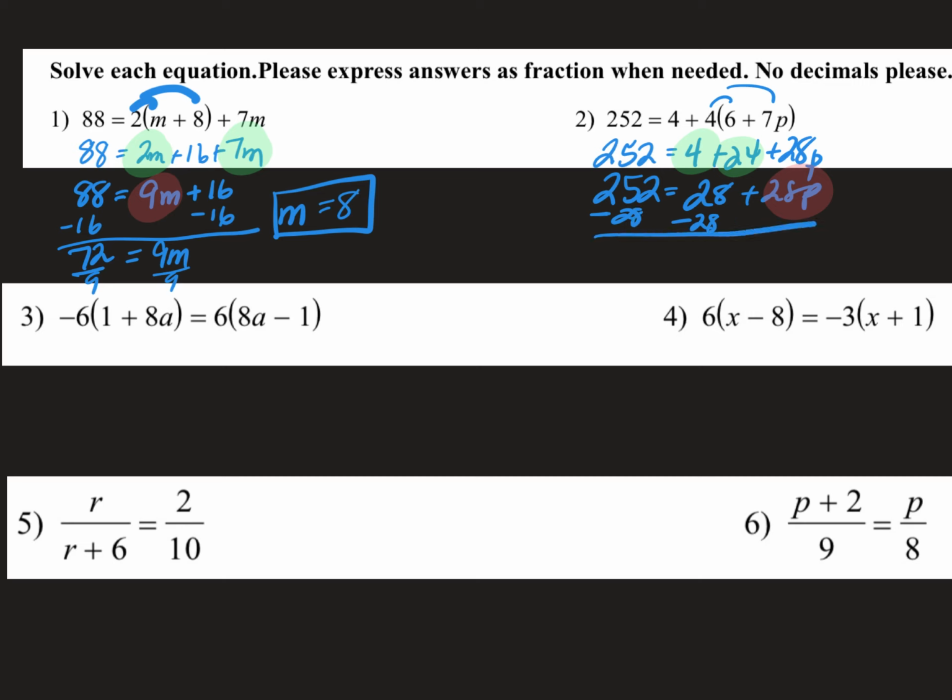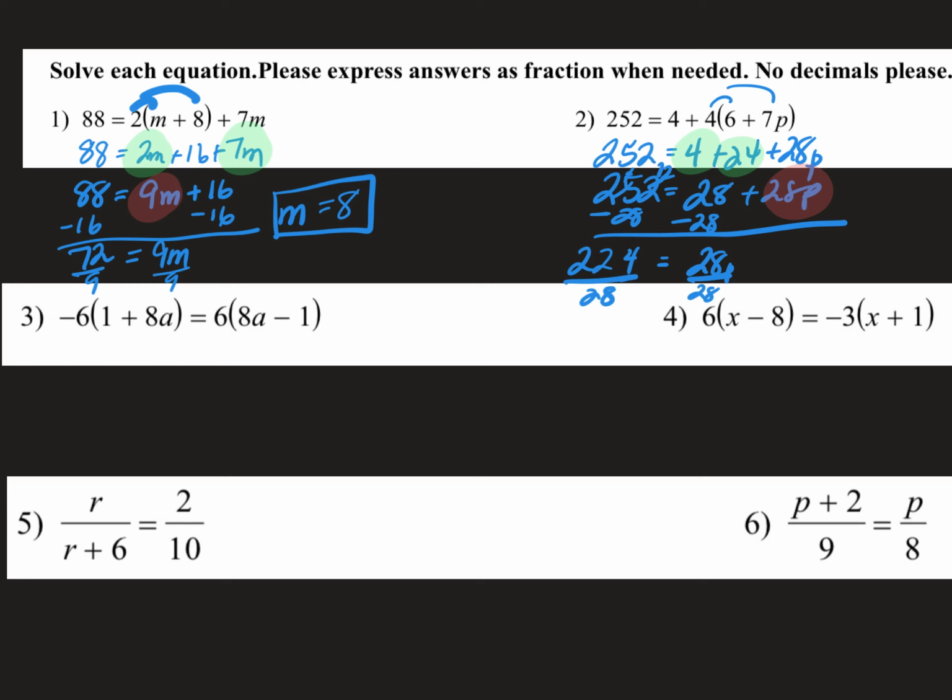I don't know what that is off the top of my head, so I'm going to bring down the 28p. This is going to be 12, and this will be 4. So 12 minus 8 is 4. 4 minus 2 is 2. And bring down the 2. So 224. Divide both sides by 28.